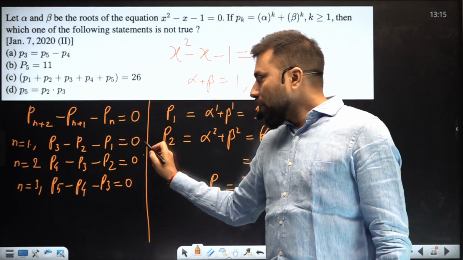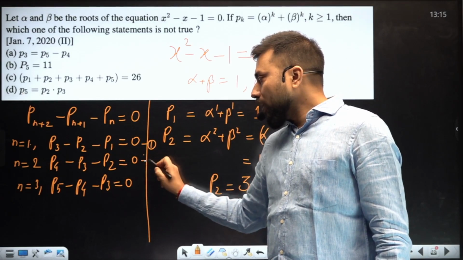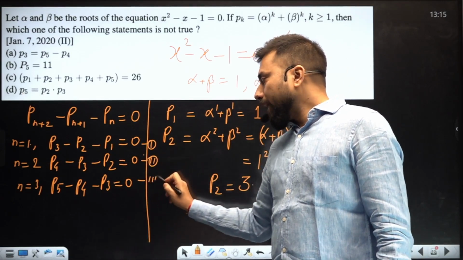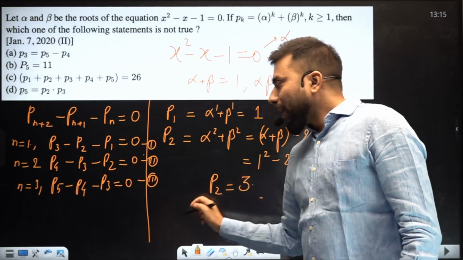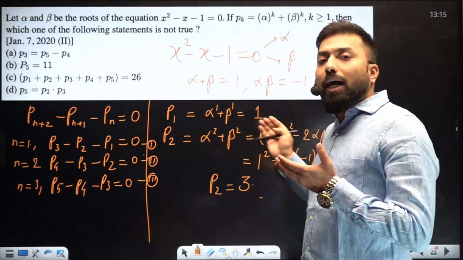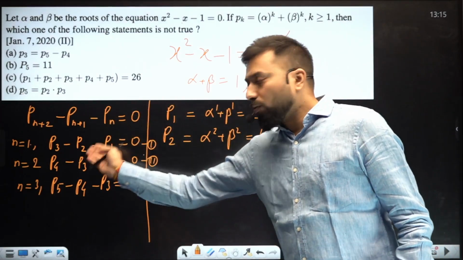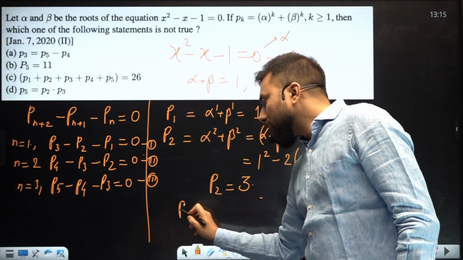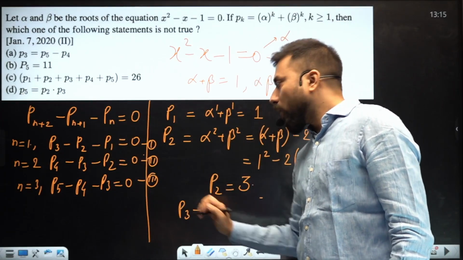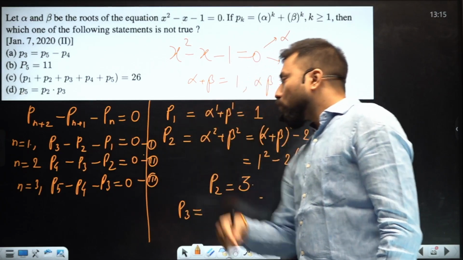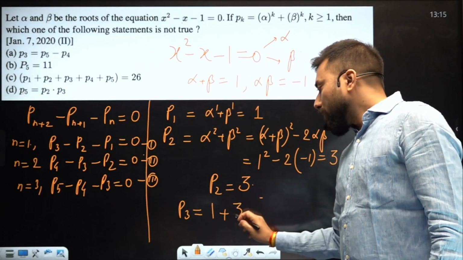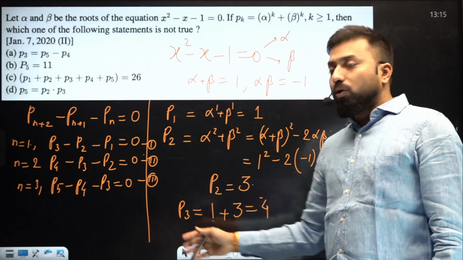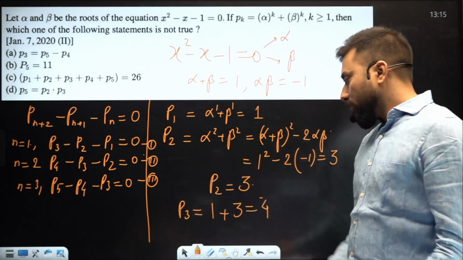P2 is 3, right? So now we can substitute the values of P1 and P2 in which equation? Let's say I call it equation 1, I call it equation 2, and I call it equation 3, right? So if I substitute the values of P1 and P2 in equation 1, what we'll get is P3 is equal to P1 plus P2. What is the value of P1? P1 is 1. What is the value of P2? P2 is 3. So we have the value of P3 as 4, right?